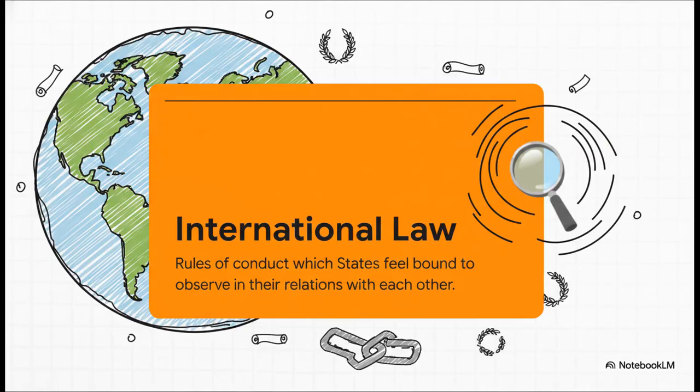So let's establish our baseline definitions. And if you want top marks, you've got to cite jurists. Using J.G. Stark's modernized definition is perfect here. He defines international law as the body of law composed of principles and rules of conduct which states feel themselves bound to observe in their relations with each other. It's really all about common consent and state relations.